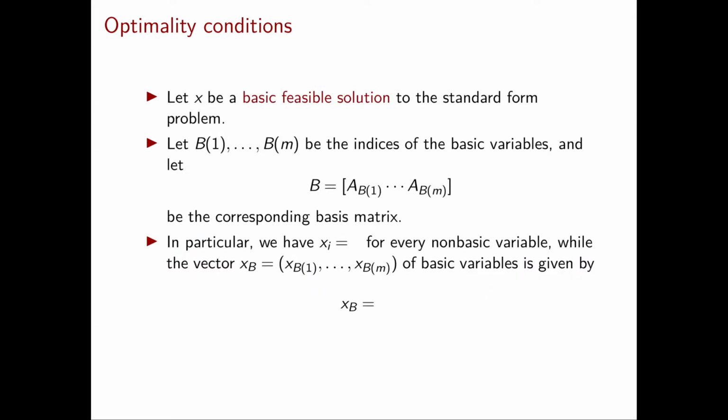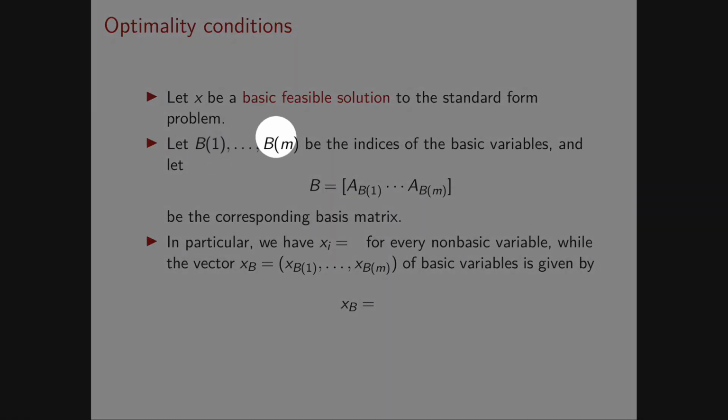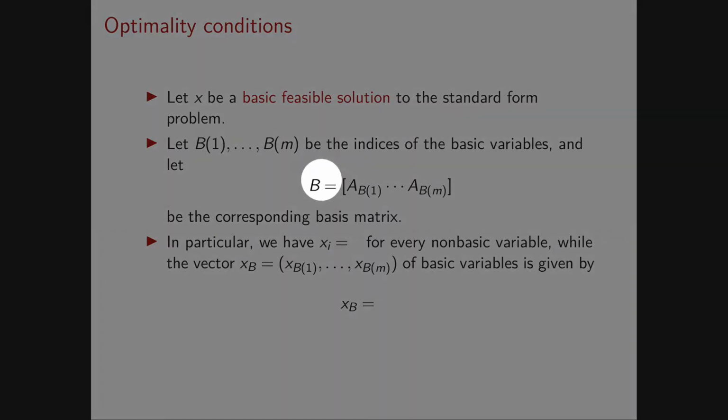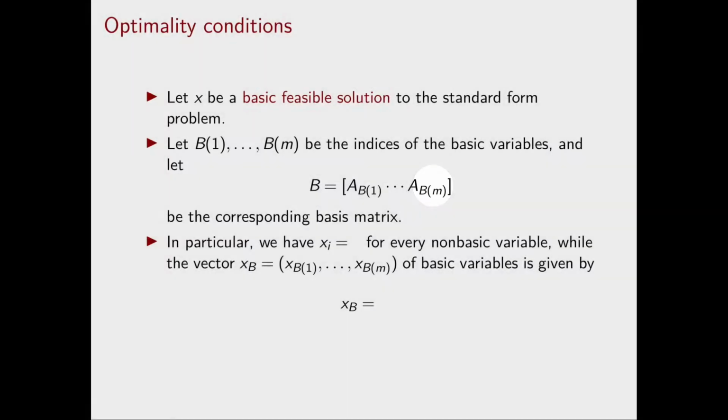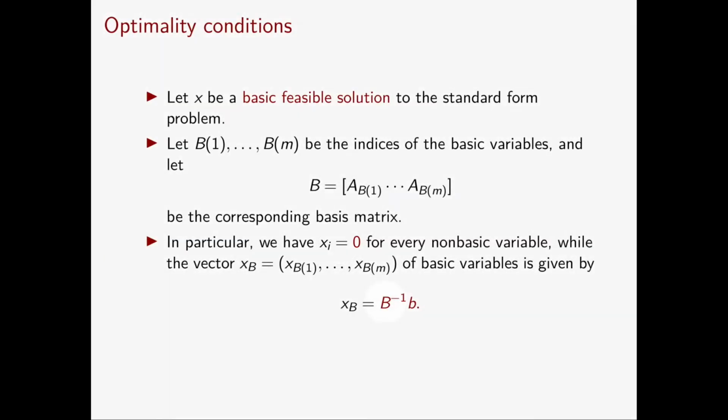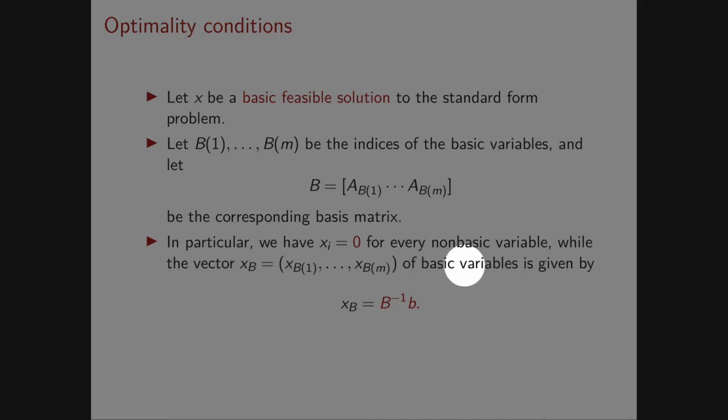Now we want to see what happens when we move along a feasible direction, starting from a basic feasible solution. Using our notation from chapter 2, we denote by B1 until Bm the indices of the basic variables, and we denote by capital B the corresponding basis matrix with columns A_B1 until A_Bm. At this point, we know how to write down our basic feasible solution. Namely, for every non-basic variable, we have x_i equal to 0, while the vector x_B of the basic variables is given by B inverse times b.